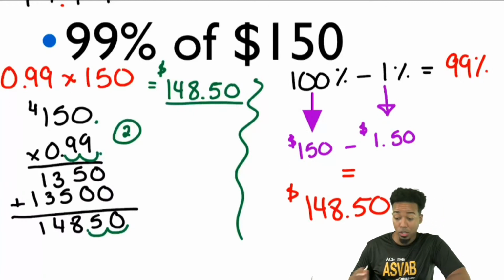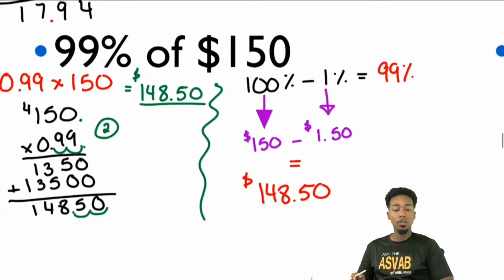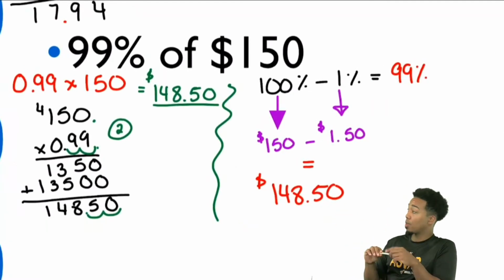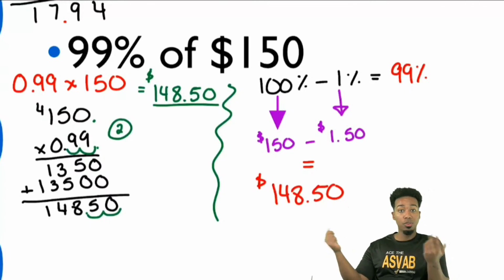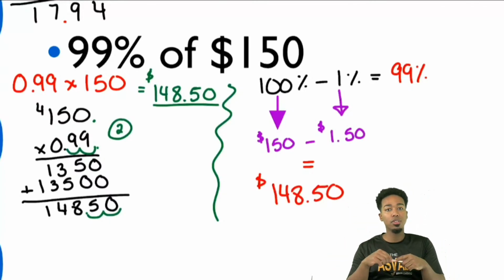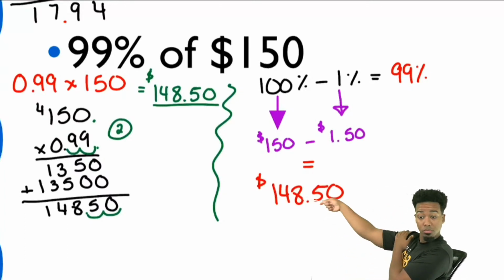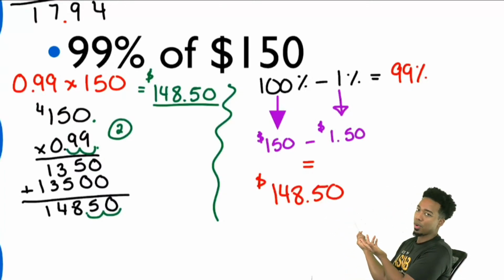And that's something that you could do in your head. You could technically do that in your head by saying, hey, 100 minus 1 is 99. The 100% is the 150. 1% of that is $1.50. Take away $1, take away 50 cents. Boom. Same answer. Different ways to do it.